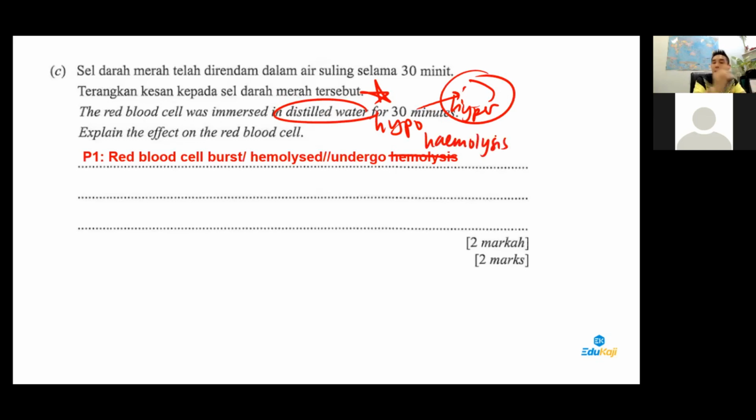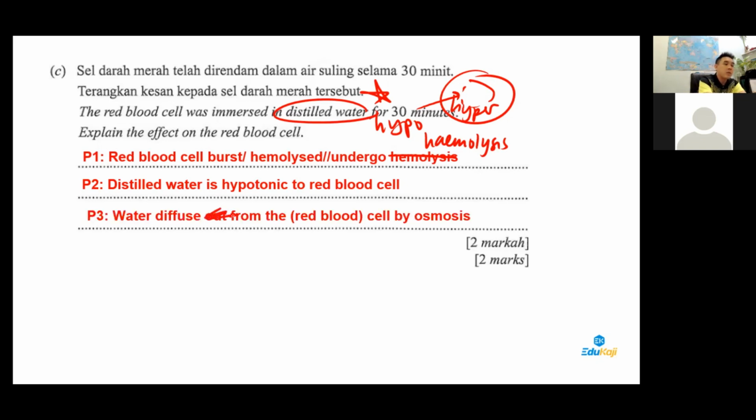In exam, whether hemolysis, whether burst, they are the same thing. Why? Why water enter? Because outside hypo. Don't say outside, use the word distilled water hypo, water entered. This one wrong already. Water diffuse into red blood cell by osmosis. Okay, diffuse into red blood cell by osmosis.